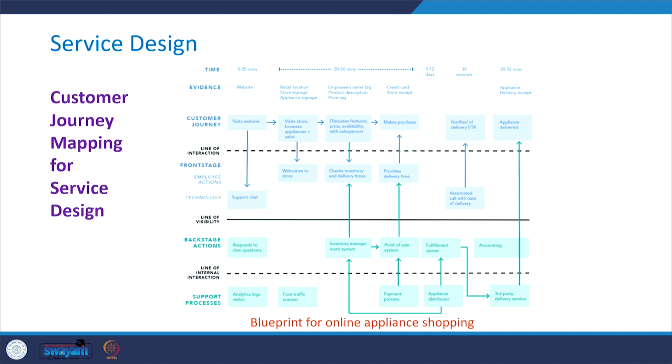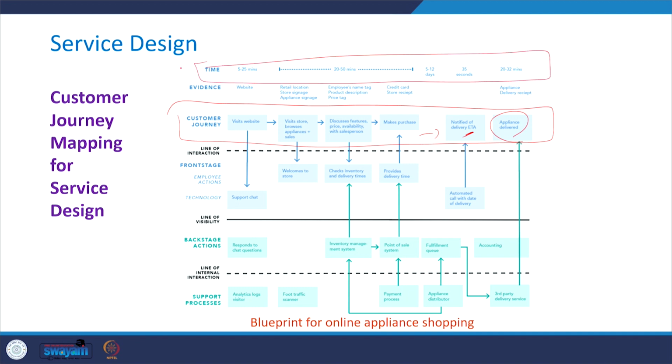Another example we can look at in terms of preparing a blueprint is online appliance shopping. So here, this is the customer journey. A customer visits a website, visits a store, browses appliances, discusses features or availability with a salesperson, makes a purchase, and then finally he gets informed about the expected time of arrival, and finally the delivery of the appliances happens. And you can also map on the blueprint the time taken for each activity, and again the physical evidence that might interact with the customer while going through these particular touch points.